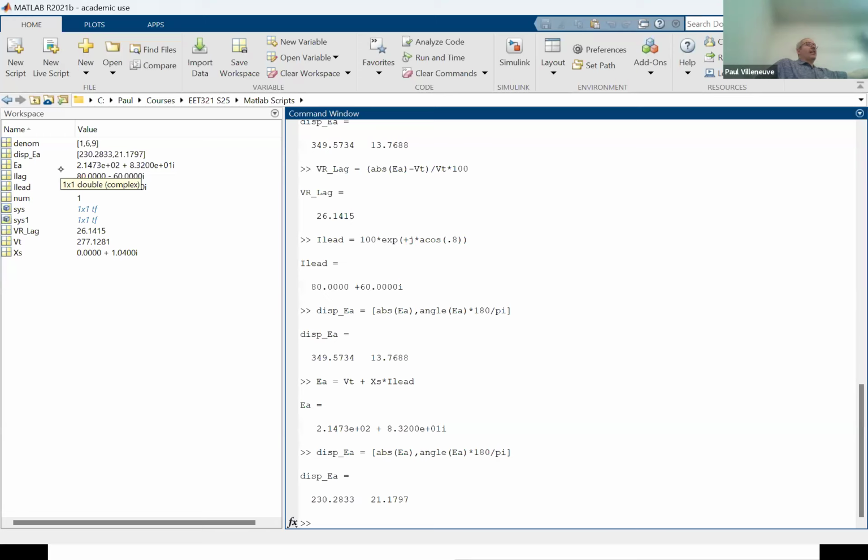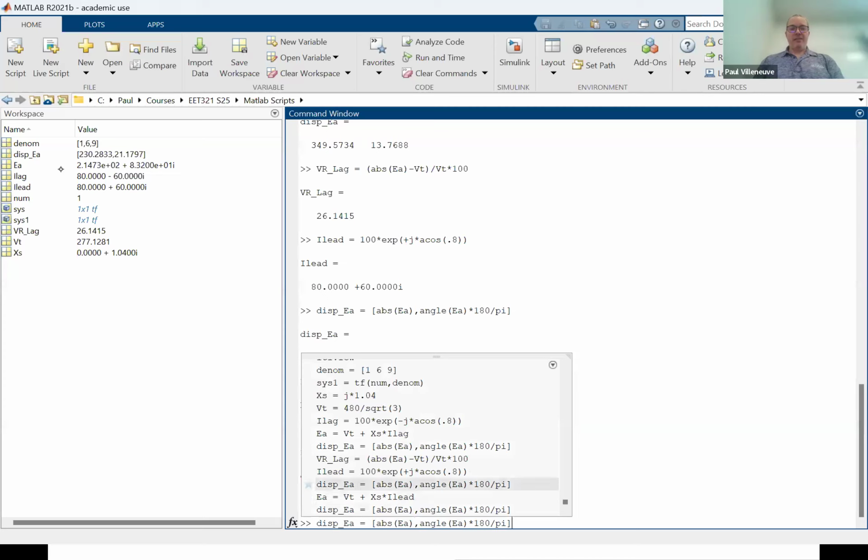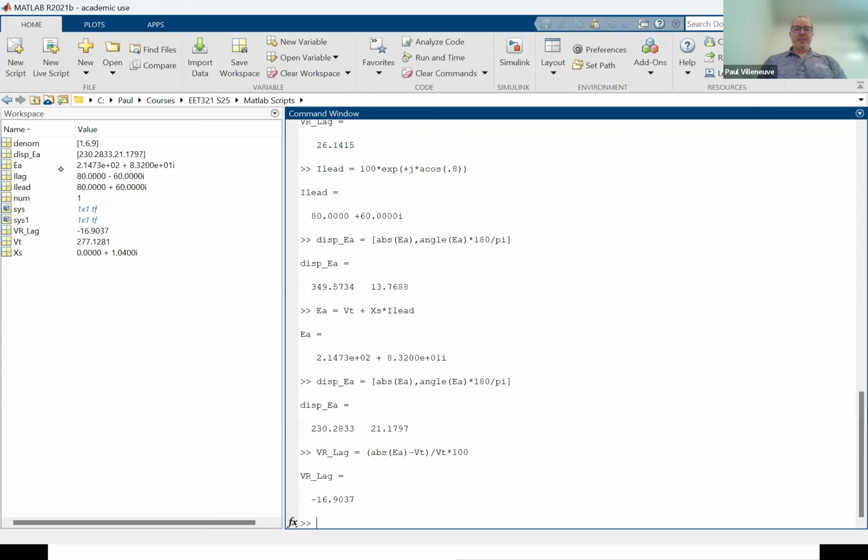In the first case, in a lagging power factor, reactive power was going from the generator out to the load. In a leading power factor, the reactive power is flowing from the load into the generator. And the way that you can verify that is the voltage. It went down to 230. Now, if I do my calculation for voltage regulation, I'm going to get a negative. The voltage is going to drop by 17%.